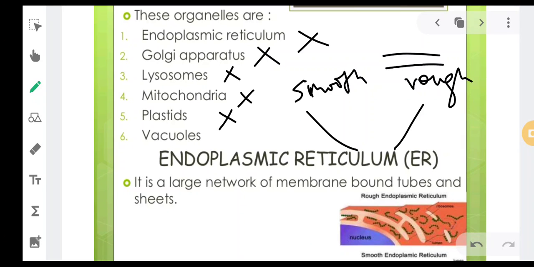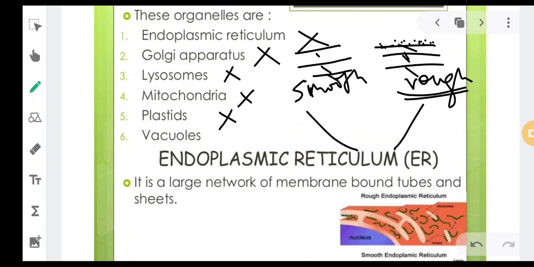suppose this is the rough endoplasmic reticulum, it has a surface which is a little bit rough to touch. If you touch your tongue, it is slightly rough, right? That is how the rough endoplasmic reticulum is a little rough. Whereas the smooth endoplasmic reticulum is very smooth and doesn't have any roughness on it. Smooth endoplasmic reticulum is smooth in nature and rough endoplasmic reticulum is rough in nature.